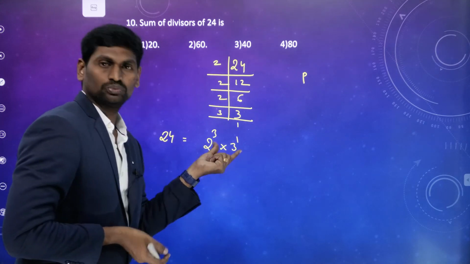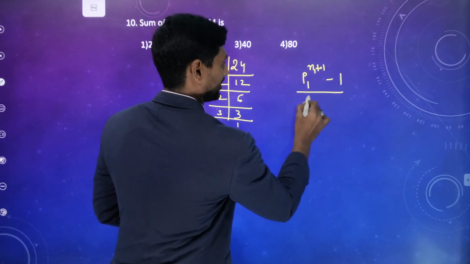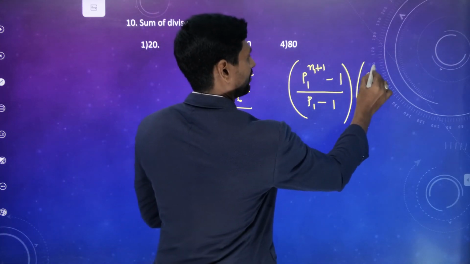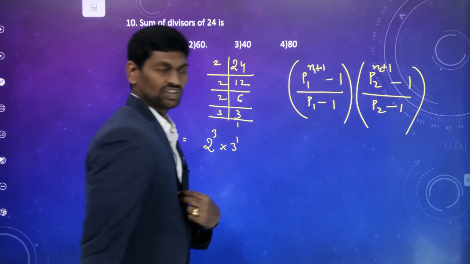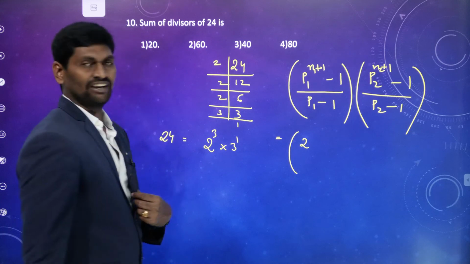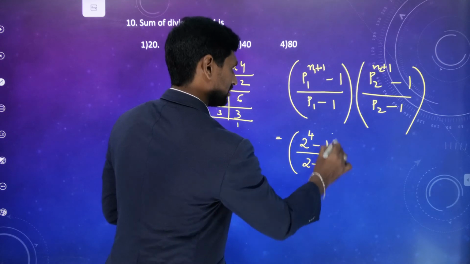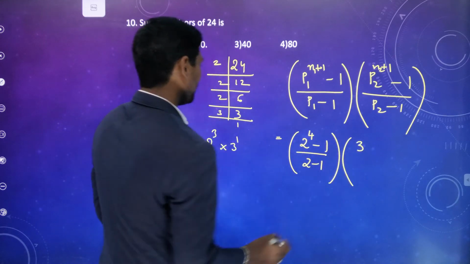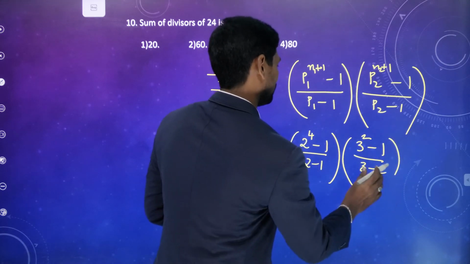Prime numbers are 2 and 3. So P1 power n1 plus 1 minus 1 by P1 minus 1, into the second one, P2 power n2 plus 1 minus 1 by P2 minus 1. Substitute. P1 means the first prime number 2. 2 power n1, that means the exponent is 3. 3 plus 1, 4. So 2 power 4 minus 1 by 2 minus 1. Now the second one, 3. 3 power, the exponent is 1. 1 plus 1, 2. Minus 1 by 3 minus 1.